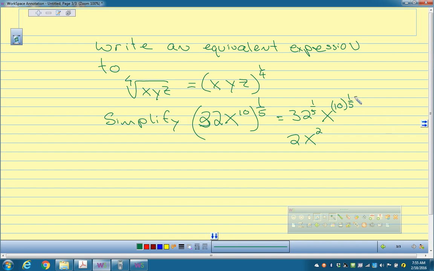Because this is equal to 10 over 5. When you multiply fractions, you just multiply the numerators and the denominators together. Since the denominator down here is 1, you have 10 over 5, which is equal to 2. So this simplifies to 2x squared.